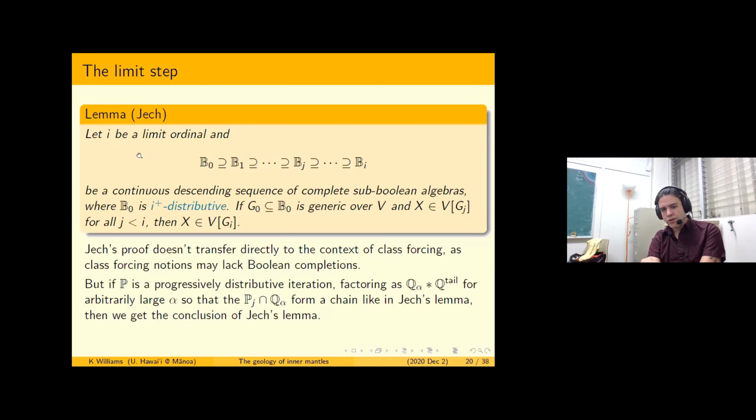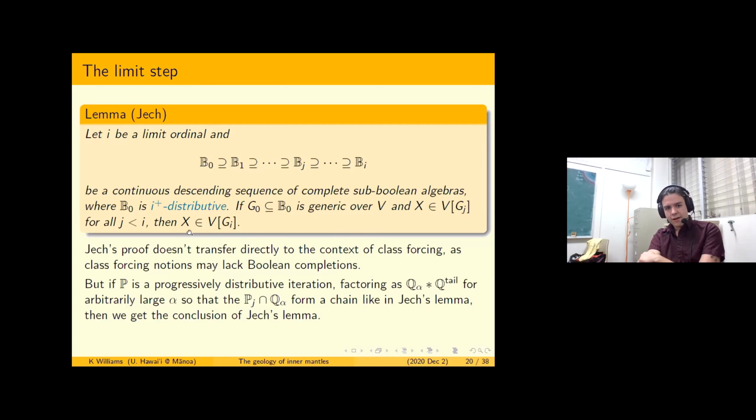And so this is going to form a chain exactly like in Yex lemma, or rather the Boolean completion of these set-sized pieces. And since this tail is sufficiently distributive, things had to have been added by the set-sized piece. And so this is going to be good enough to get the conclusion of Yex lemma. So how do we show that X is in the intersection of set X? Well, we just split this so that this alpha is large enough that X can't be added by the tail. And we just immediately apply Yex lemma to get X as in the extension by the intersection.